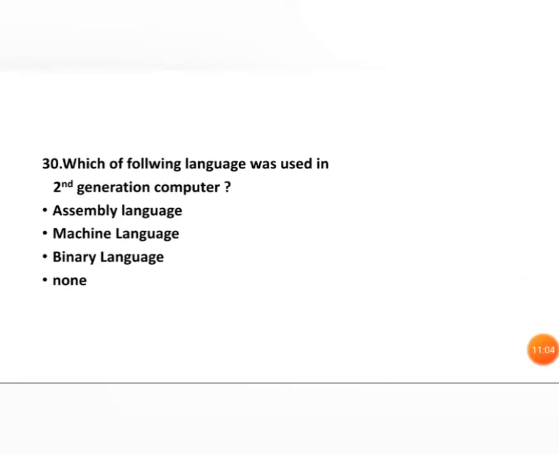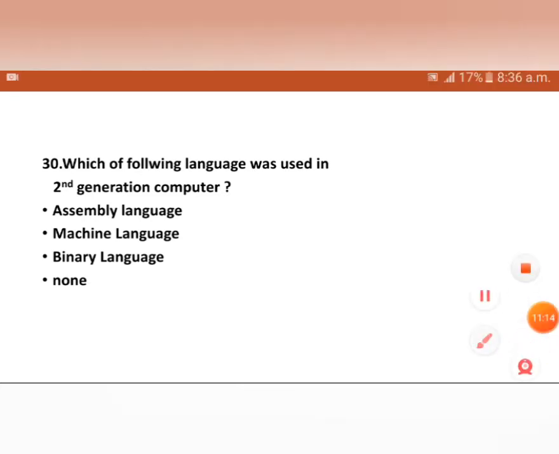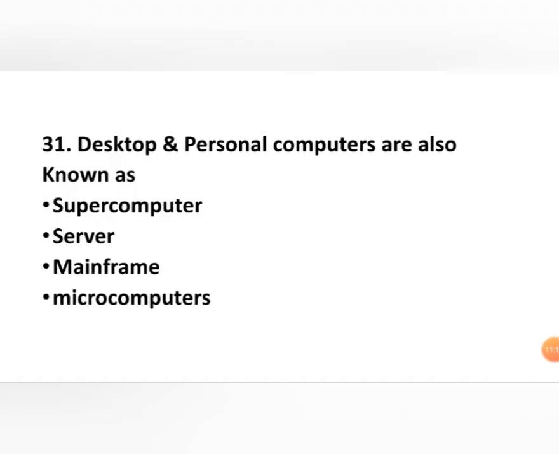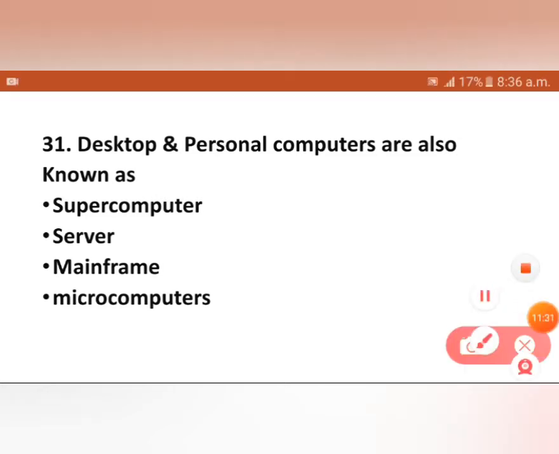Question number 30: which one of the following languages was used in the second generation computer? Assembly language, machine language, binary language, or none. The correct option is option number first, assembly language. Now one more question. Question number 31: desktop and personal computers are also known as supercomputer, server, mainframe, or microcomputer. The correct option is option number D, microcomputer.